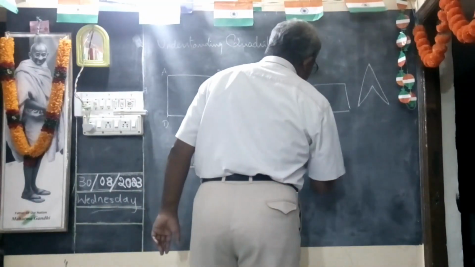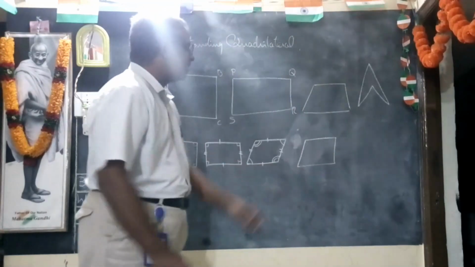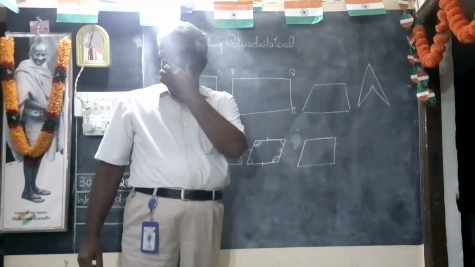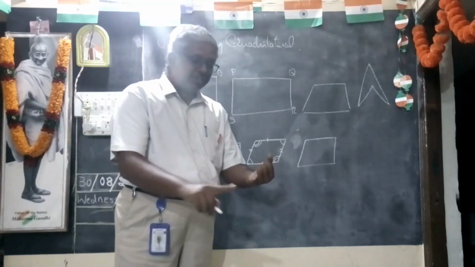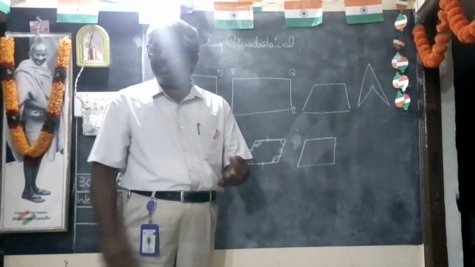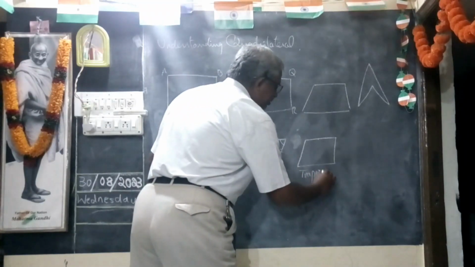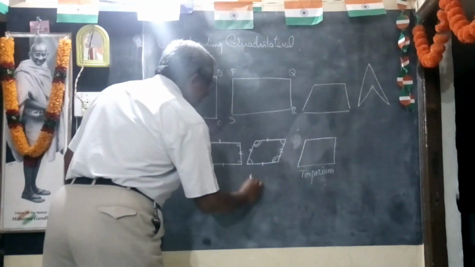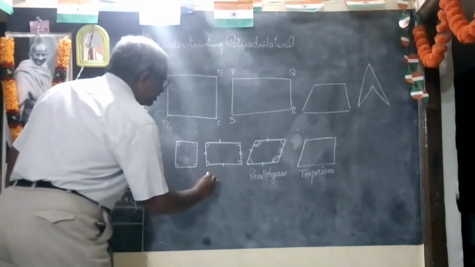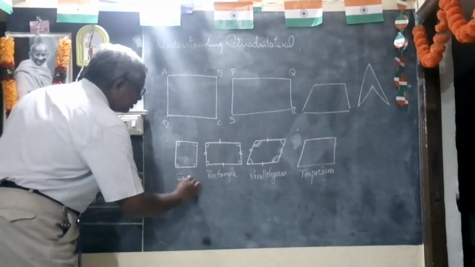Similarly, there is a parallel side. There is a parallel side which is 1 and 2, but the other two opposite sides are not parallel. It is not a square, not a parallelogram, not a rectangle, but this time I call this a trapezium. Let me name them. This is trapezium. This is parallelogram. And this is a rectangle. And this is a square.